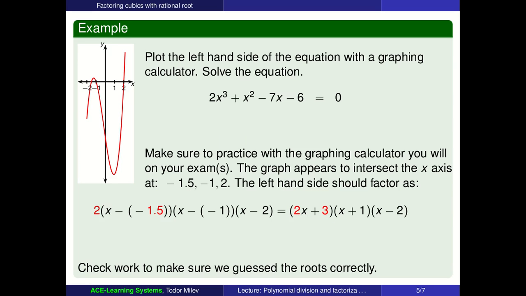Alright, next, I'm going to uncover parentheses. What am I going to do? I'm going to take those two parentheses, 2x plus 3 times x plus 1, and distribute them. So 2x times x equals 2x squared. Next, the outer terms. 2x times 1 is 2x, and 3 times x, the inner terms, is 3x. So 2x plus 3x equals 5x. Next, 3 times 1 equals 3.